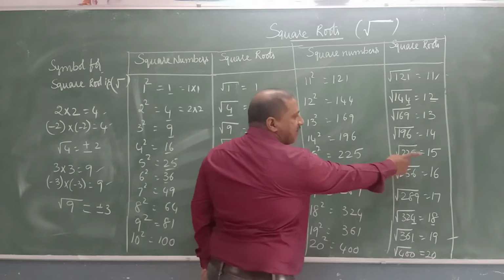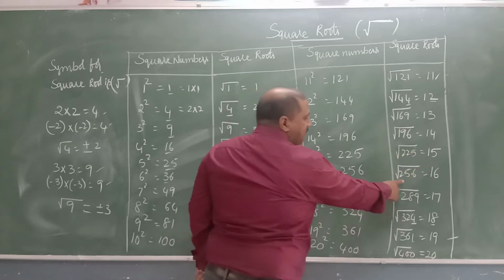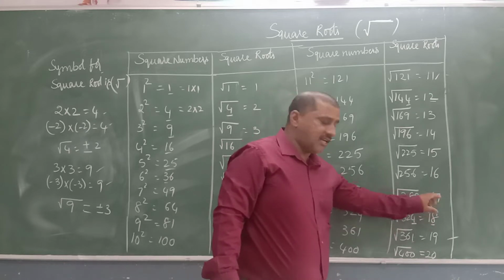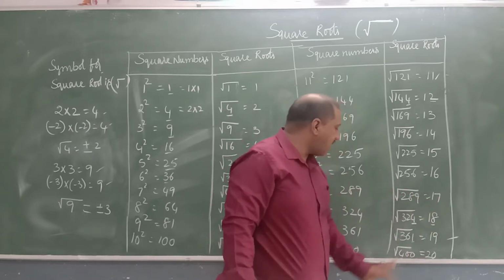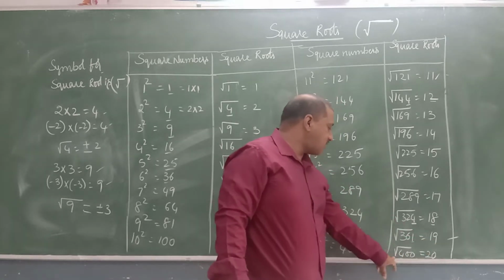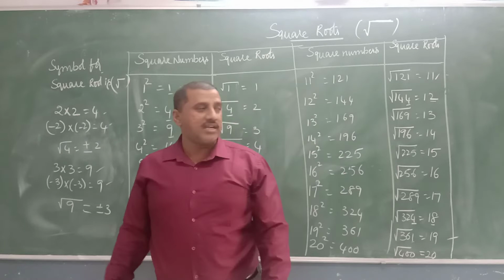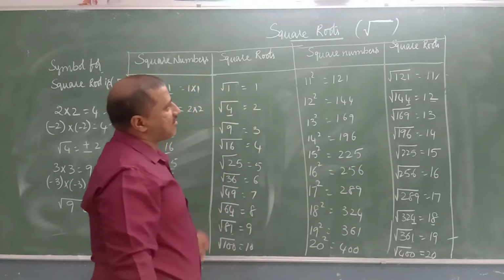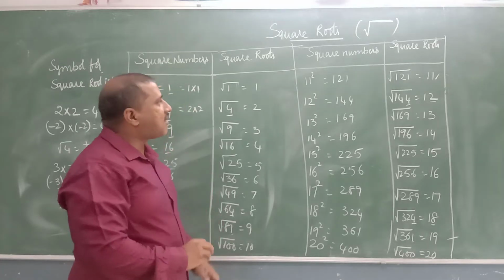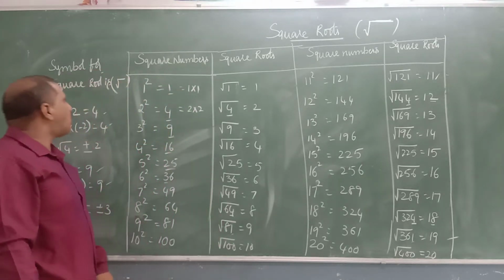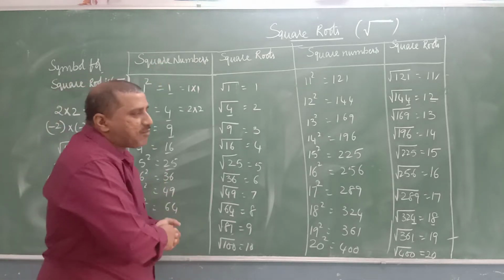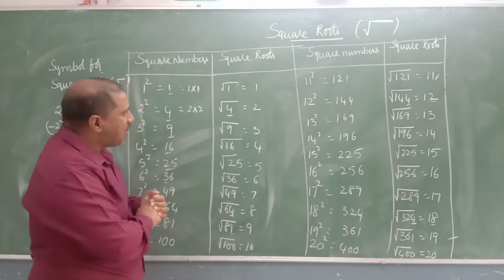Square root of 225 is 15. Square root of 256 is 16. Square root of 289 is 17. Square root of 324 is 18. Square root of 361 is 19. And square root of 400 is 20. All these right side numbers are known as square roots, and the left side numbers are square numbers, or perfect square numbers. As I told you, for each square number there are two square roots, one positive and one negative.